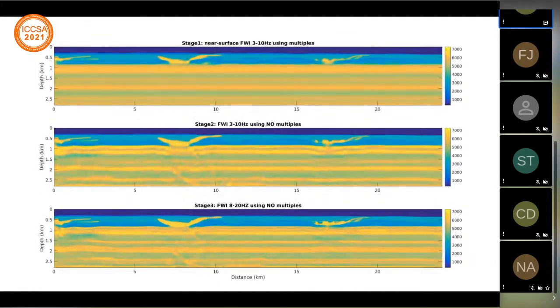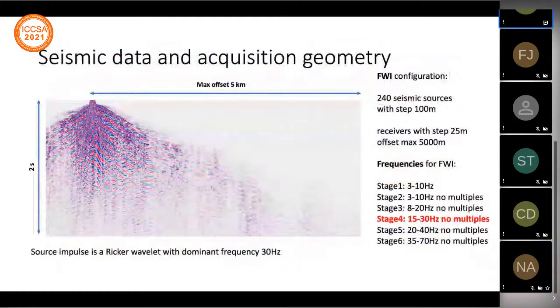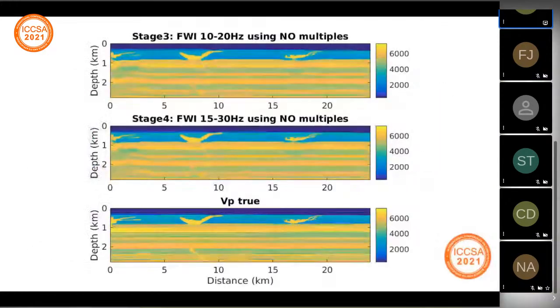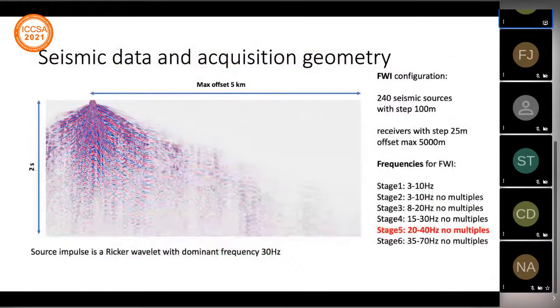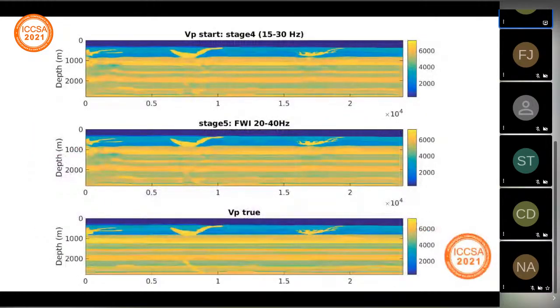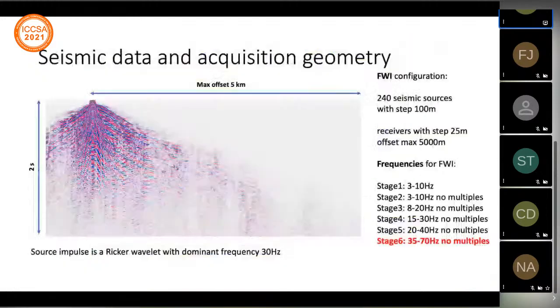Here is the comparison of results from stage 1, stage 2, and stage 3 of FWI. As we go further, we start to converge to the true velocity distribution. So next is stage 4. And here is stage 5, from 20 to 40 Hz. Now this model is very close to the true one, and the final experiment is the high frequency FWI. So we limit our upper frequency to 70 Hz.